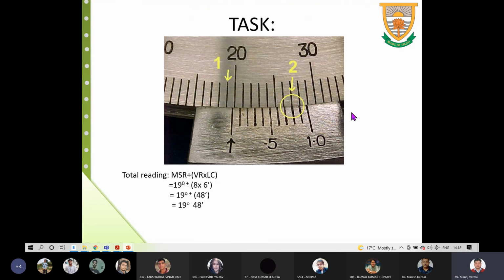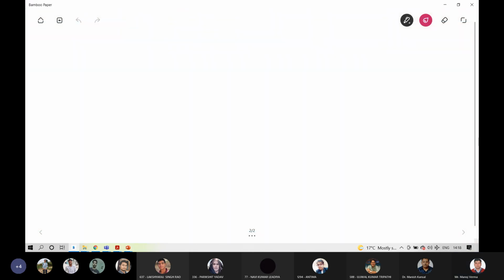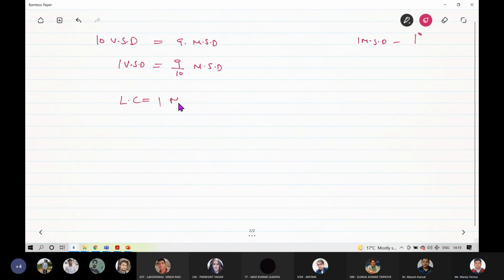And if you try to find out the least count of this, you will see in this case there are 10 vernier scale divisions which are equal to 9 main scale divisions, and one main scale division was corresponding to 1 degree. So one vernier scale division with respect to main scale division is equal to 9 by 10 MSD. So least count is 1 main scale division minus 1 vernier scale division.